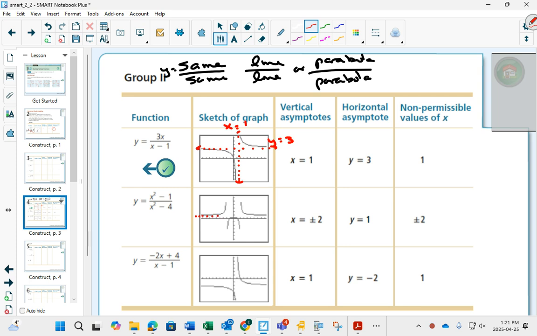Here this one has y equals 1, x equals 2, and x equals negative 2. Y equals negative 2, and x equals 1.